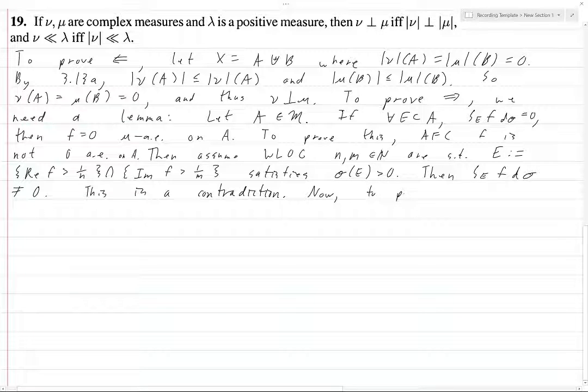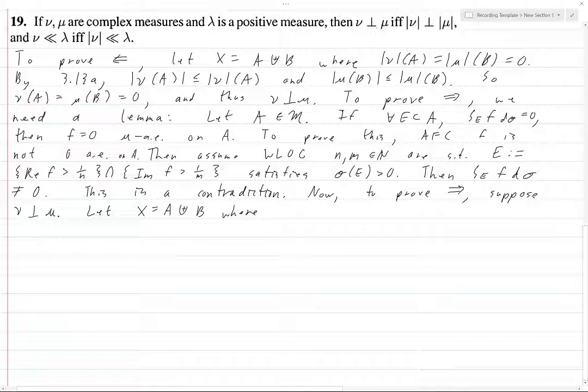Now, to prove this, and now I know that I have this in the right direction, because in my notes I have suppose nu is mutually singular with respect to mu, which is this. Okay, so we're all lined up now. So again, let x equal A disjoint union B, where now we have to remember what this means for complex measures. This means that A is nu null and B is mu null.